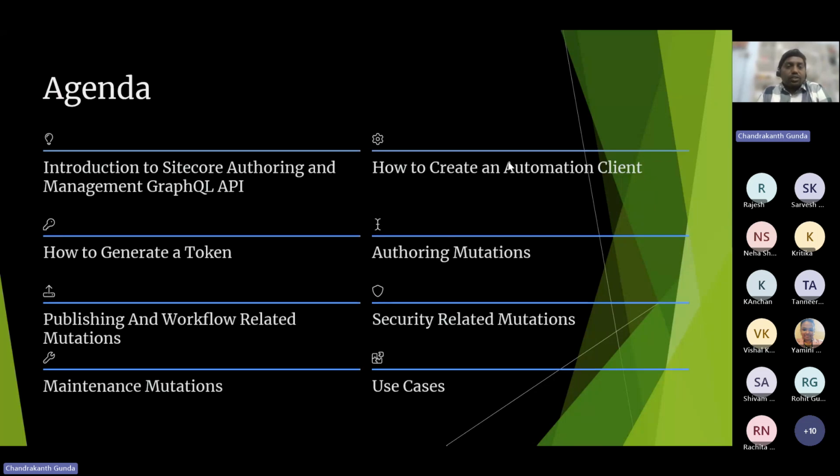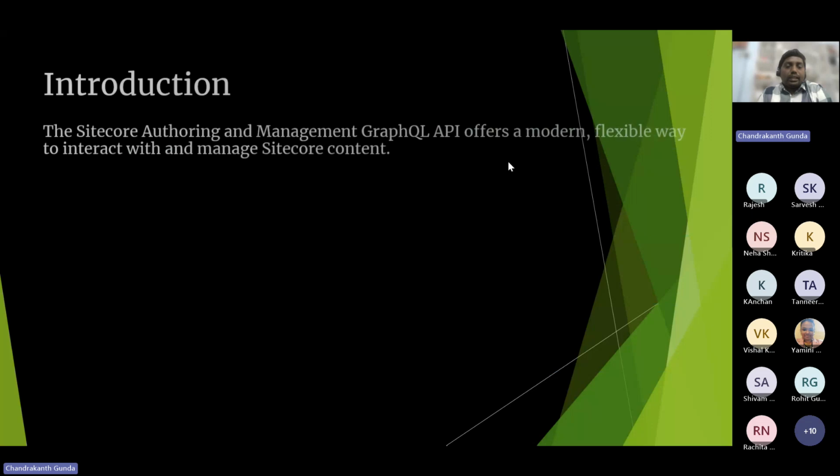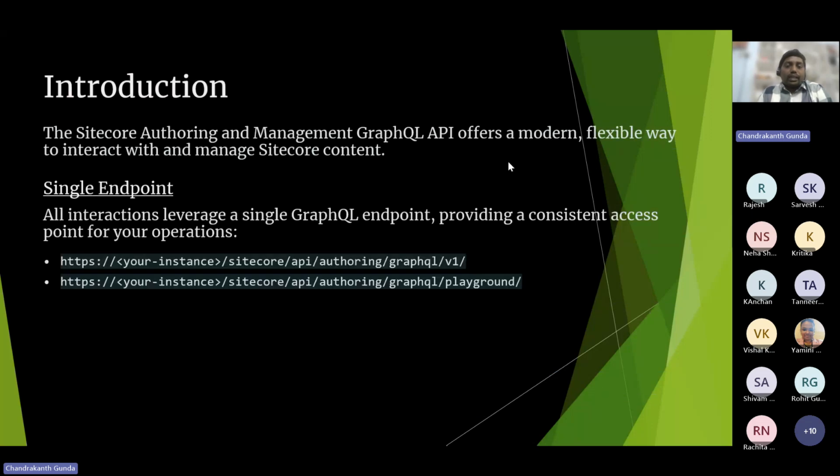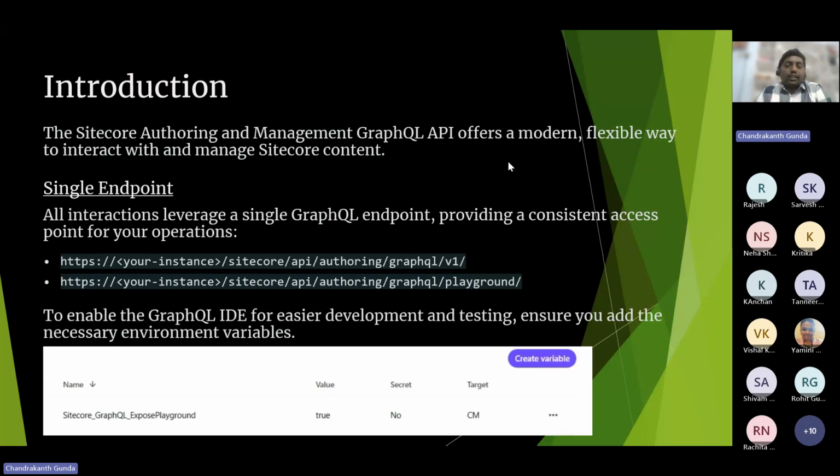First of all, why this is important: for everyone who is working on Sitecore, previously we used to rely on item API to perform any CRUD operations on Sitecore. But with the evolution of XM Cloud, as we know, we cannot host our own customizations or API, so the GraphQL API has become more prominent.